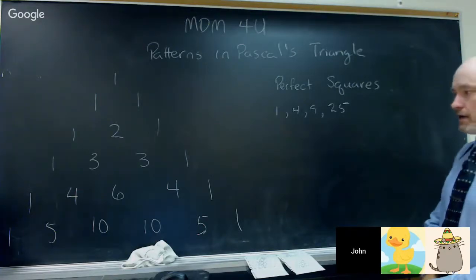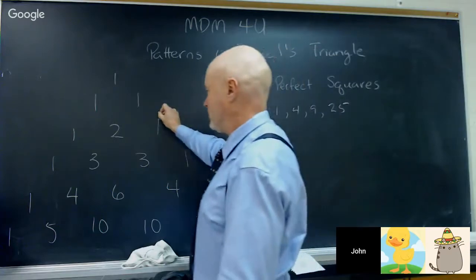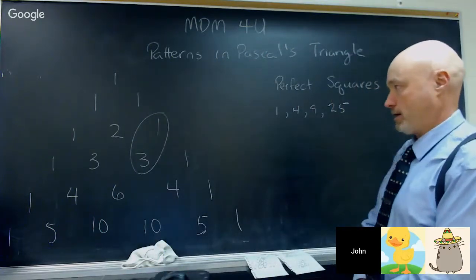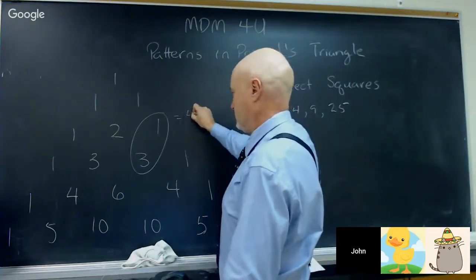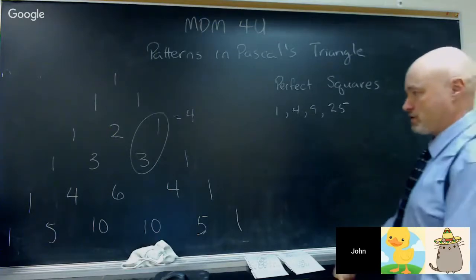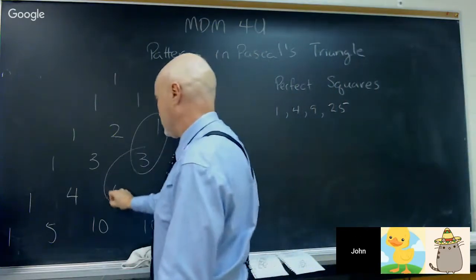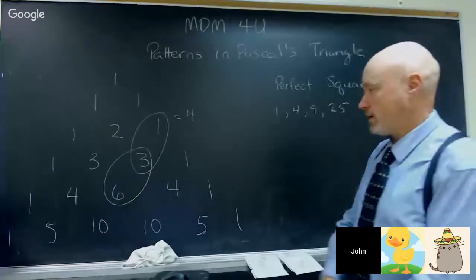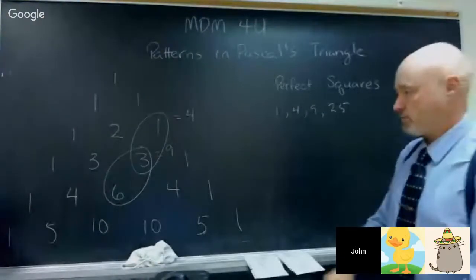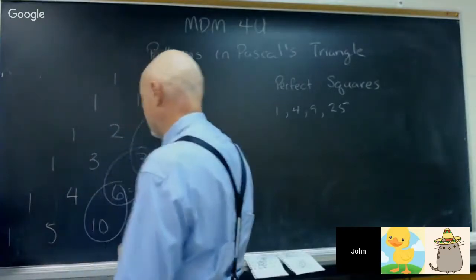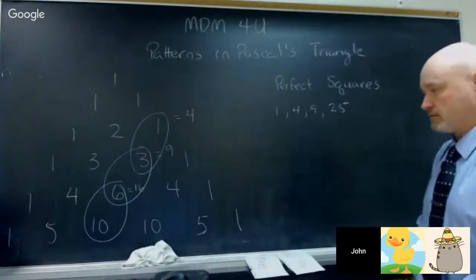So let's see if we can find a 4. If we add those two terms together, the 1 and the 3, what do we get? Right, that's right. I'll just assume everybody knows how to add 1 and 3. You get 4. But look at this. When we add the 6 and 3 together, we get 9. And down here, if we add the 6 and 10 together, we get 16, another perfect square.